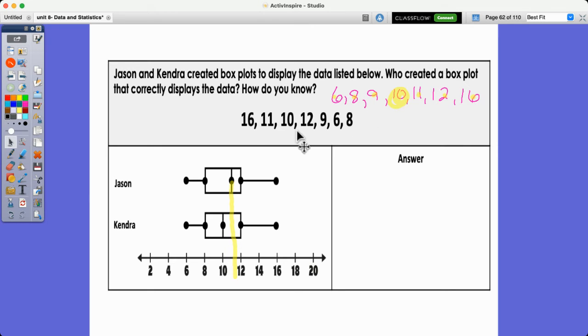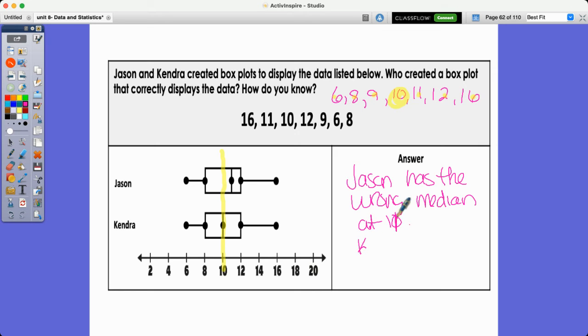Oh, sorry, 10. Back that up, Ms. Williams. Okay, my median is supposed to be at 10. I'm looking at Jason's data. So Jason has the wrong median at 10. See, look, I can't today, guys. Kendra has the correct median at 10.